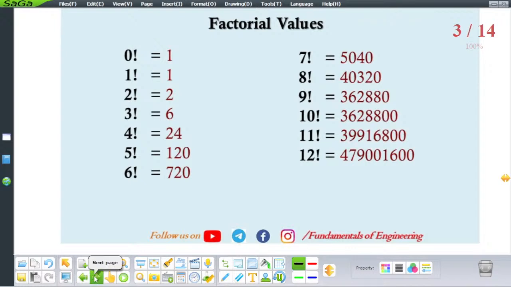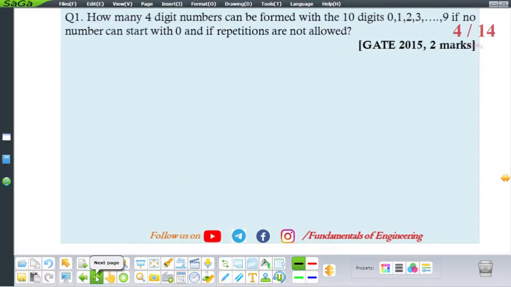Now we are going to discuss the important questions from the previous GATE exams regarding permutation. We are going to see the combinations also, but later on. First we will discuss based upon permutation. So the first question was in GATE 2015 for 2 marks. Very easy question. If you know the concept and shortcut trick, you will get the answer. And that is the NAT type question.